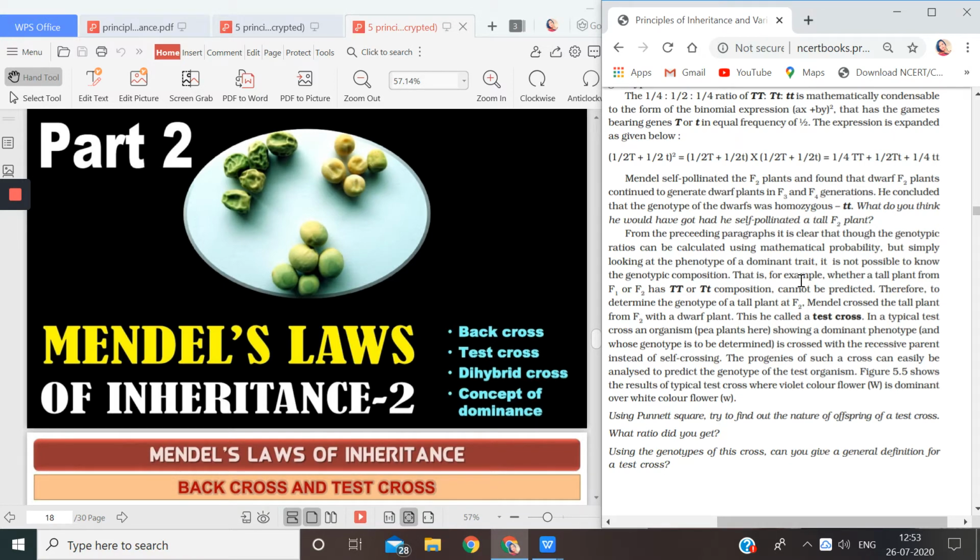For example, now they have just taken the same example which I have just discussed with you all. The example is again capital T capital T and capital T small t. This cannot be predicted, that which tall plant are we getting. Are we getting a homozygous tall plant, or are we getting a heterozygous tall plant? Just by looking at the phenotypic ratio, we cannot tell this.